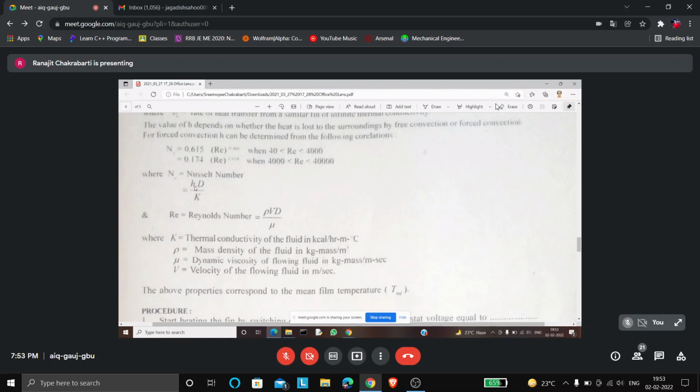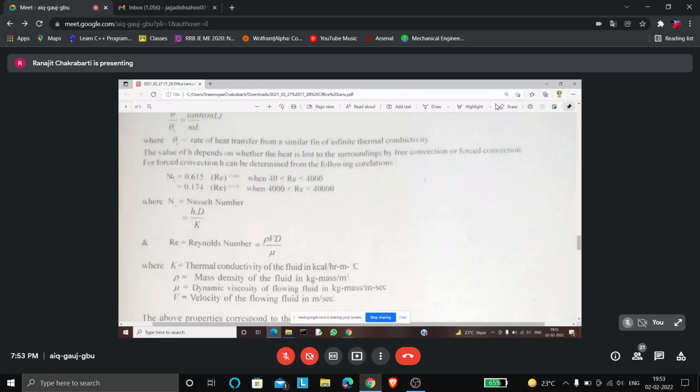So how to get it? You have to get the Nusselt number. Now, for forced convection, the Nusselt number is related to other numbers. The Nusselt number is a non-dimensional number, basically the ratio between the convective heat transfer rate and the conductive heat transfer rate. There is a relation of the Nusselt number with the Reynolds number and Prandtl number. Nusselt number is equal to some constant A into Reynolds number to the power B into Prandtl number to the power C. That is the relation.